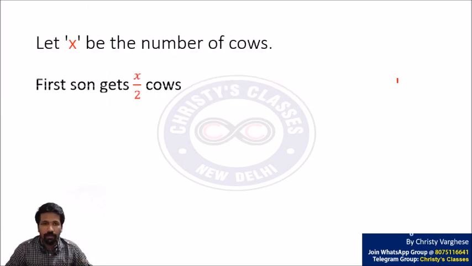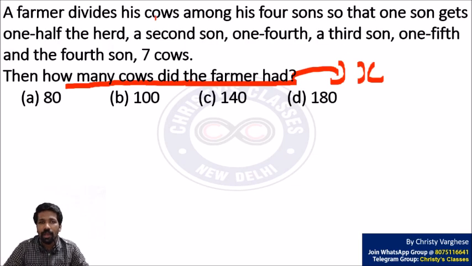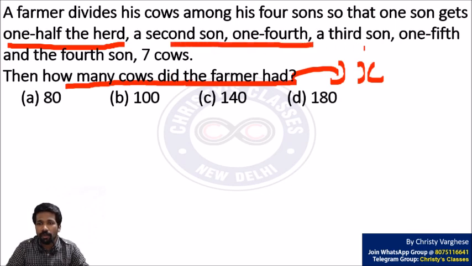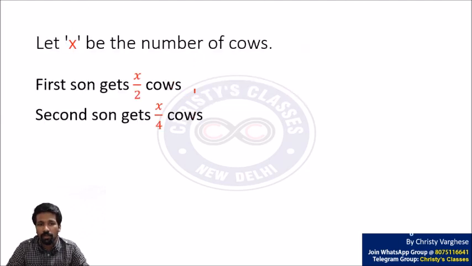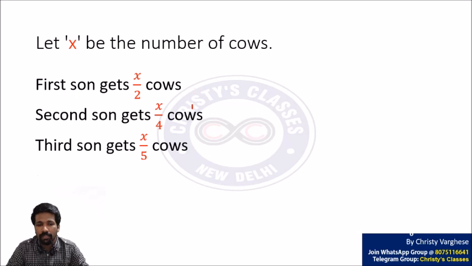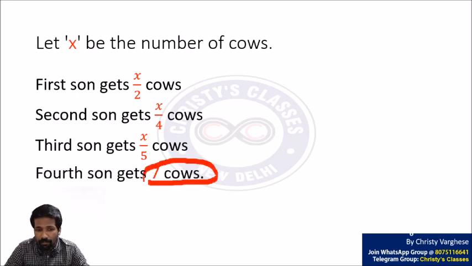So let x be the number of cows. First son is getting 1/2 the herd, means half of the total. Total is x, so 1/2 of it means x by 2. Second son is getting 1/4 of the total. Third son 1/5 and fourth son 7 cows. So we can say first son x by 2, second son x by 4, third son x by 5, fourth son 7 in number, 7 cows, not x by 7, 7 cows.